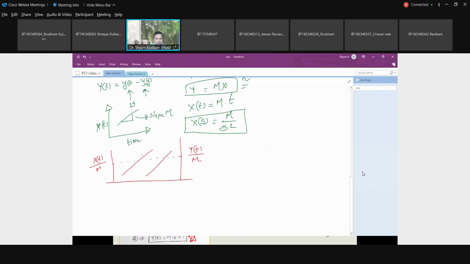This graph represents that when xt enters into the system, it will take some time to reach yt, and this time is nothing but my tau. This time is tau. Means when will this value be found in yt? After that time.